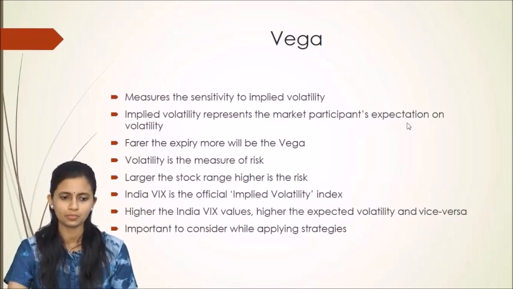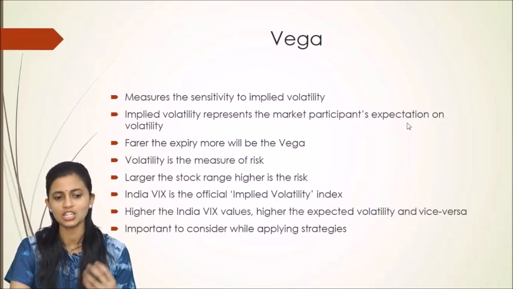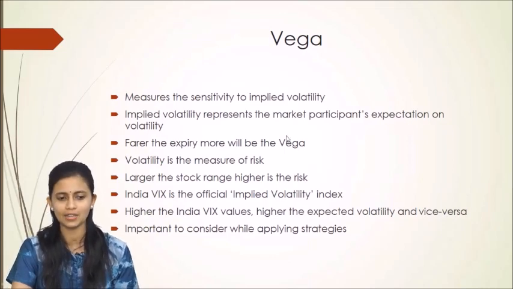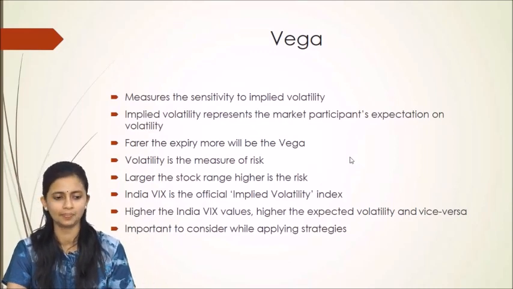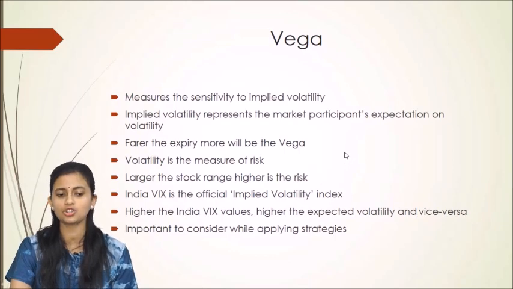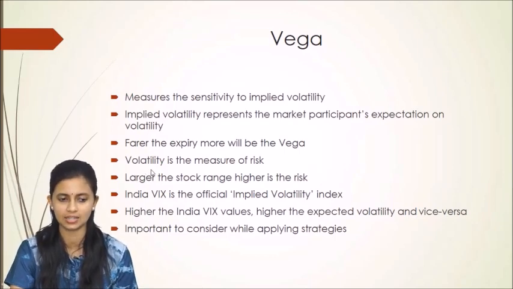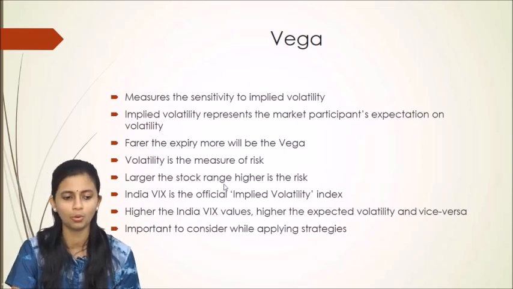So the farther the expiry, the more the vega, because initially there will be a lot of volatility. Once you go near the expiry, this volatility decreases. So volatility is a measure of risk, as I already told. The larger the stock range, the higher the risk. That is, the farther you are from the expiry, the more the risk.